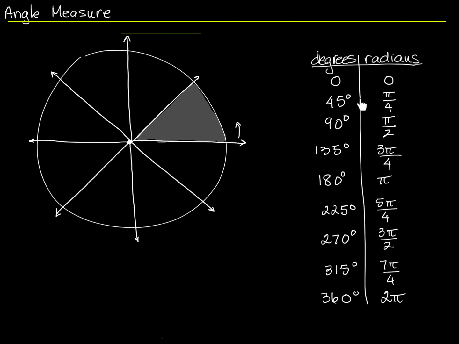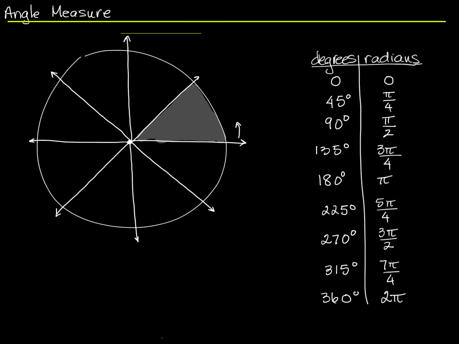So these two angles are equivalent, right? These two angles are equivalent. If I ask you to convert 225 degrees into radians, you can just say, well, it's 5 pi over 4. What if I ask you to convert 220 degrees, or 273 degrees? We'll come to that in a minute. There is a way to do that.